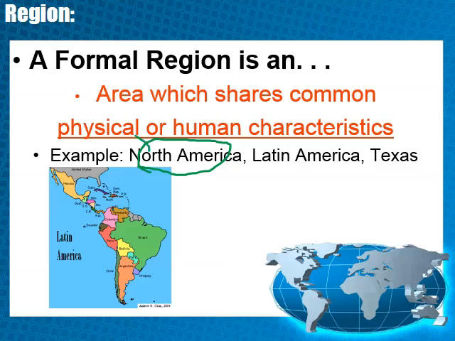But if I was looking at the country of Mexico and I was thinking about its humans, the people there, they're going to be less like their neighbors to the north and more like their neighbors to the south, which creates a different region called Latin America. So we can look at a formal region in both physical or human characteristics. We're going to talk a little bit more about that later when we get to the theme of place.